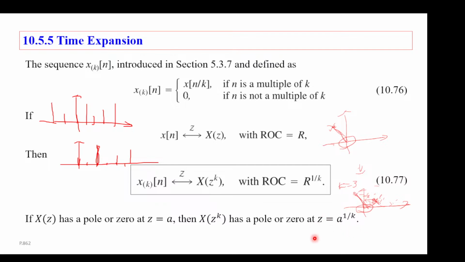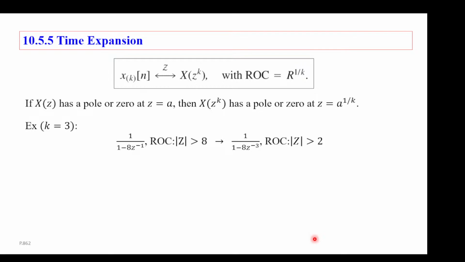Okay. But it's actually more complicated than this. So let's see a more concrete example. We have our favorite example of the Laplace transform. This is the Laplace transform of an exponential decay function, and it's 1 over 1 minus a z to the minus 1.